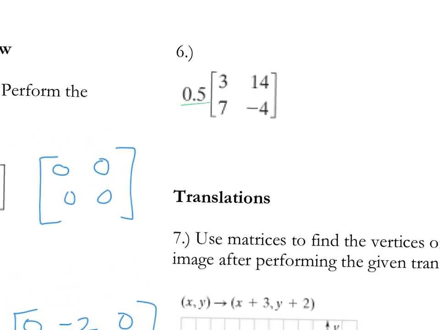Okay. Then number 6 is you're multiplying a scalar. This is called a scalar. You're going to multiply each one of these by 0.5. So take half of each one of these. So it's going to be 1.5, 7, 3.5, and negative 2.